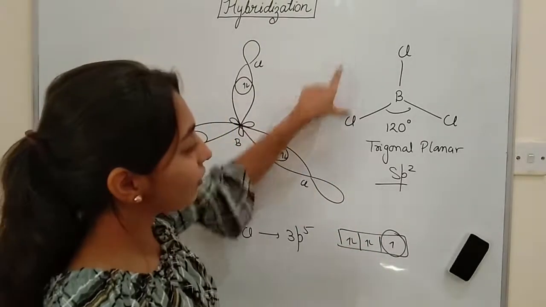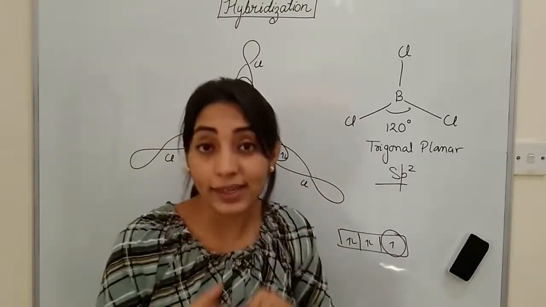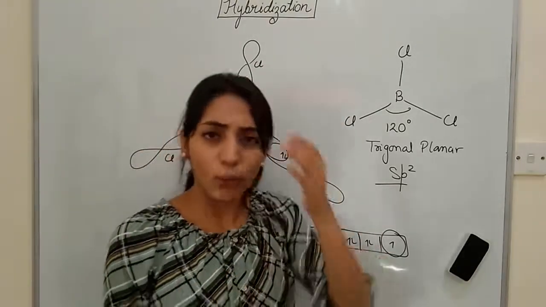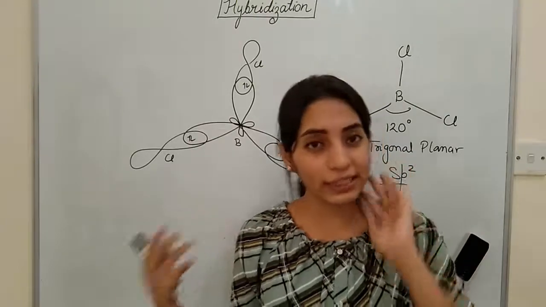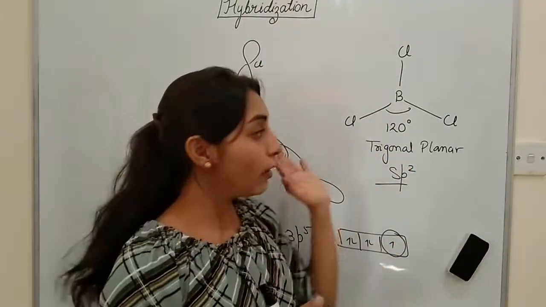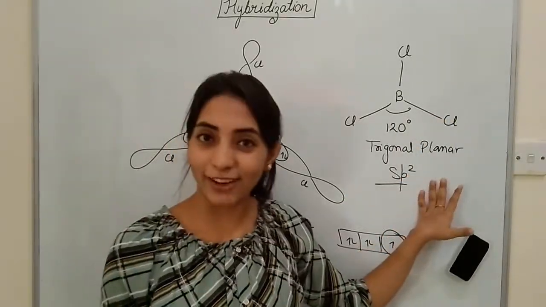Understood? The results are exactly the same as those we obtained using the steric number formula, but this could be asked as a 1, 2, or 3 mark question in your exams. So this was the explanation. You need to know the theory for JEE and NEET also, but for the shortcut, this much is enough.